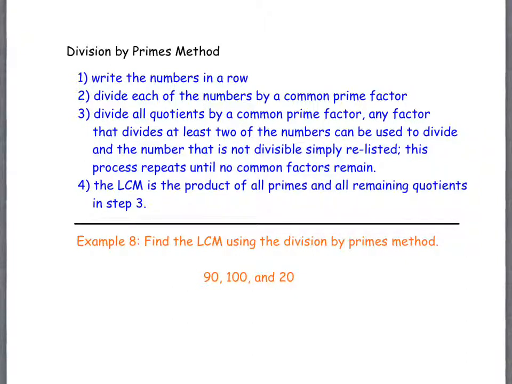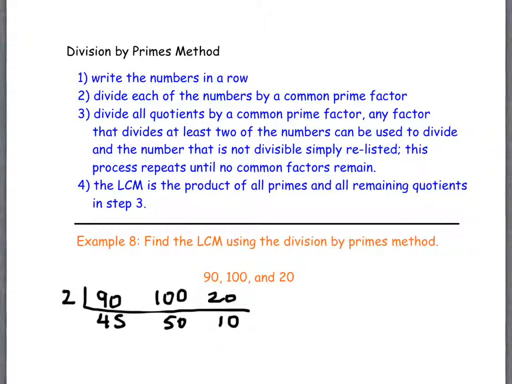So we're going to start it just like we started when we did this problem before. We're going to write the 90 and the 100 and the 20 all out. And we're looking for prime numbers that divide these. What's the smallest prime number that divides all 3? 2 works. So 90 divided by 2 is? 100 divided by 2 is? And 20 divided by 2 is 10. What is the next smallest number that divides all 3 of these? 5. 45 divided by 5? 50 divided by 5? And 10 divided by 5?